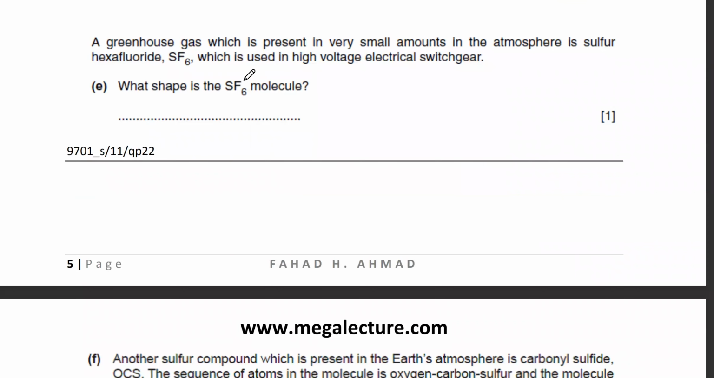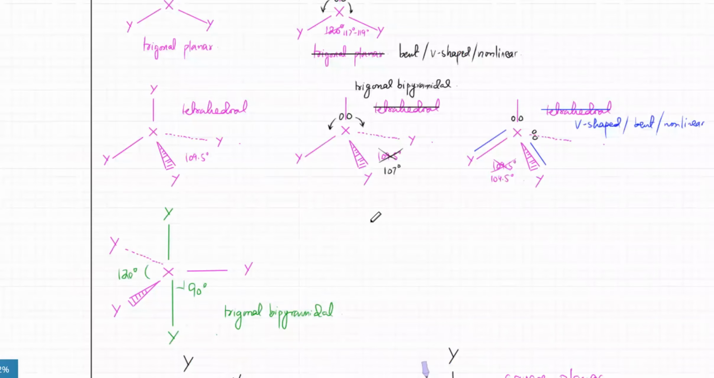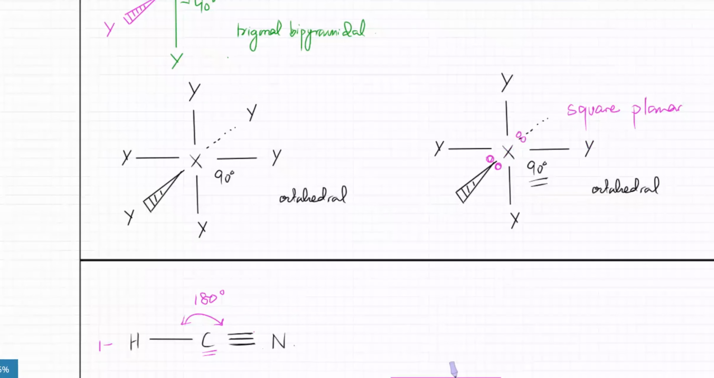SF6, what happens if you have 6 bonds? When you have 6 bonds, it's an octahedral shape, okay? So is this all clear about shapes of molecules? Clear, Sara?